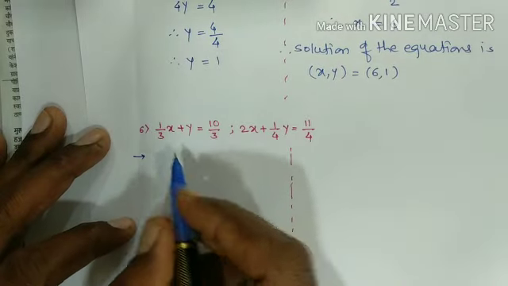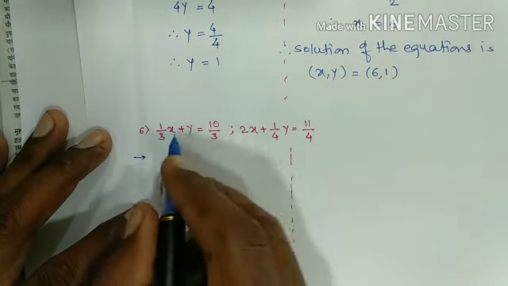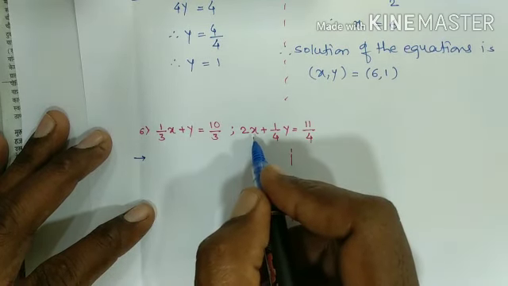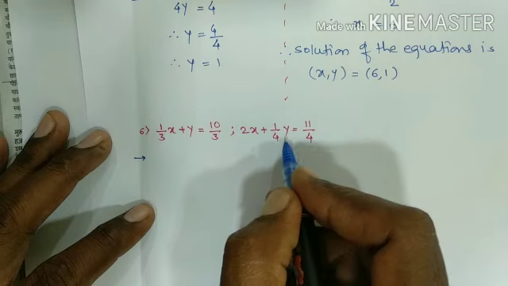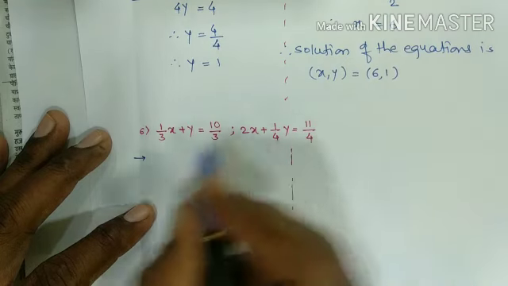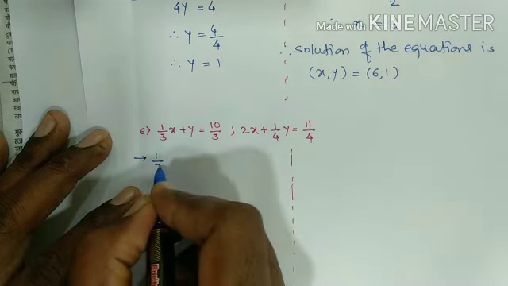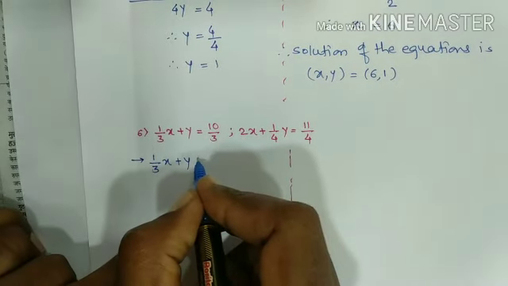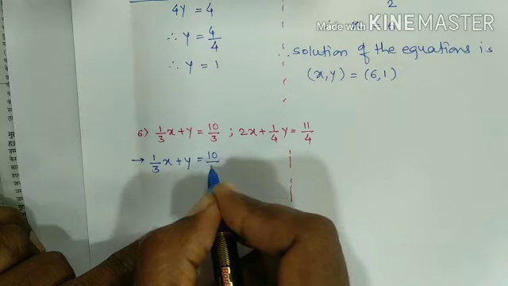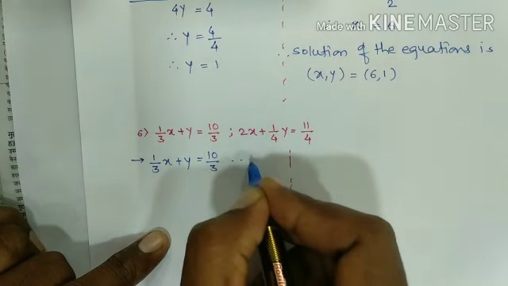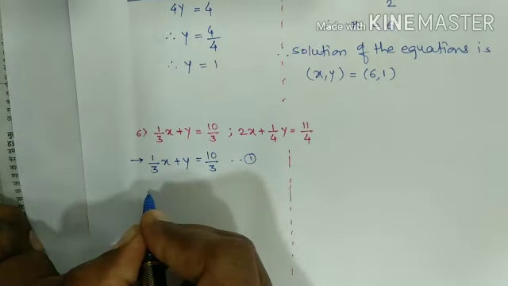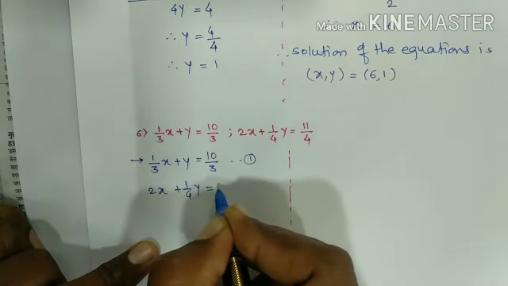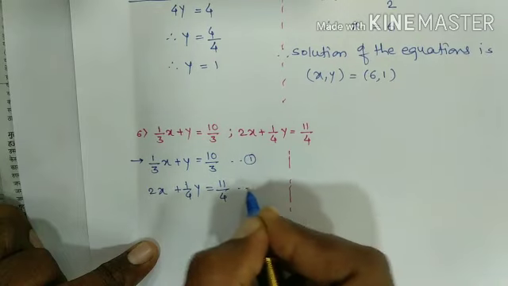Now example 6 is 1 upon 3x plus y equals 10 upon 3, and the other equation is 2x plus 1 upon 4y equals to 11 upon 4. First we write these equations. 1 upon 3x plus y equals to 10 upon 3. This is equation first. Then 2x plus 1 upon 4y equals to 11 upon 4. This is equation second.